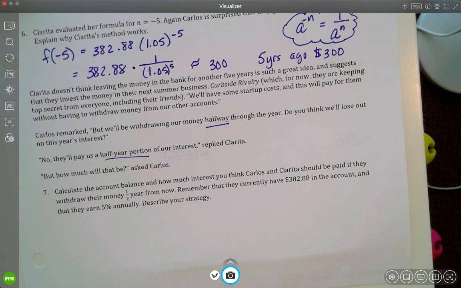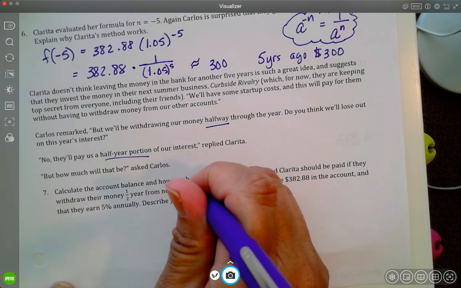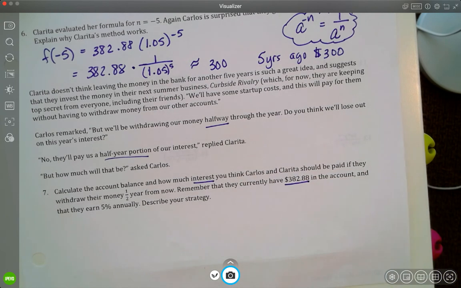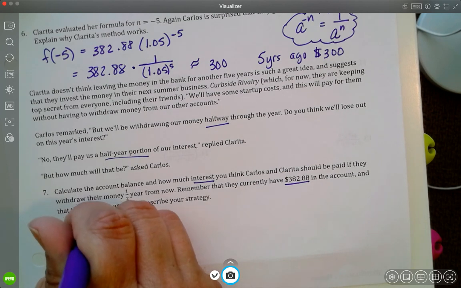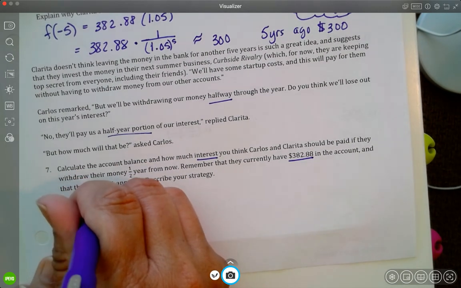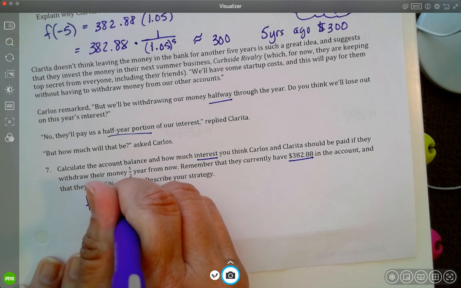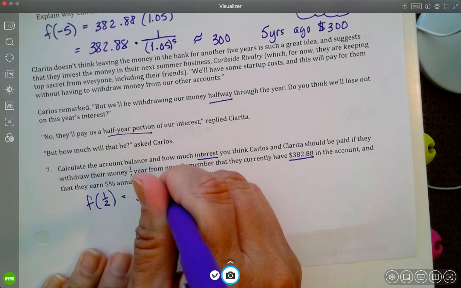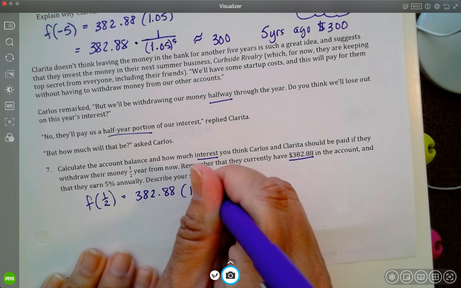How much interest do you think Carlos and Clarita should be paid? How much just interest do you think they should be paid if they withdraw their money one half a year from now? So remember, they currently have $382.88 in the account, and that they earn 5% annually. And then describe your strategy. Okay, well, why don't we just use Clarita's formula? So f of 1/2. So we have 382.88 times 1.05 to the 1/2.